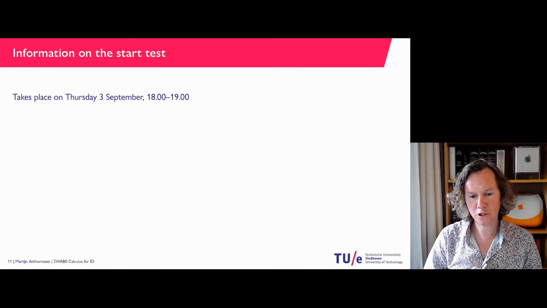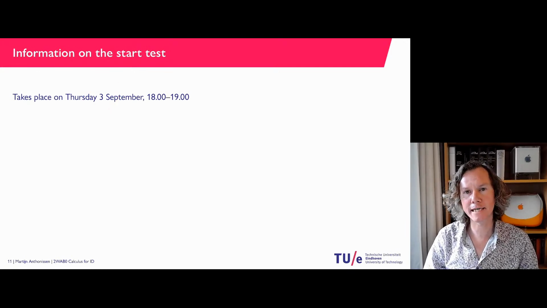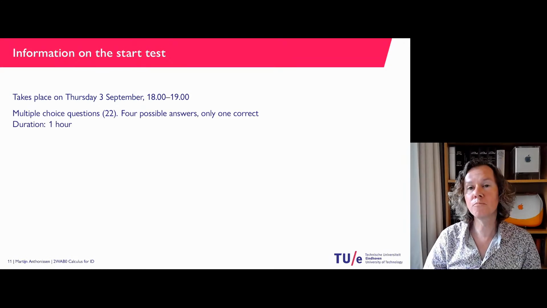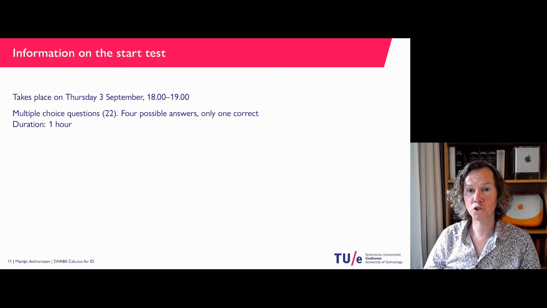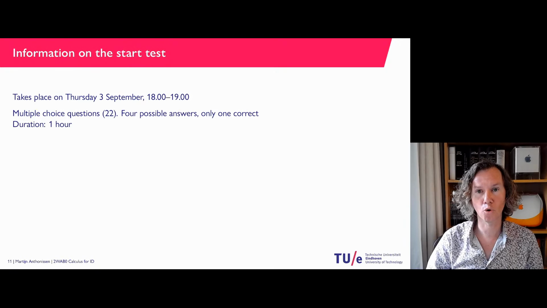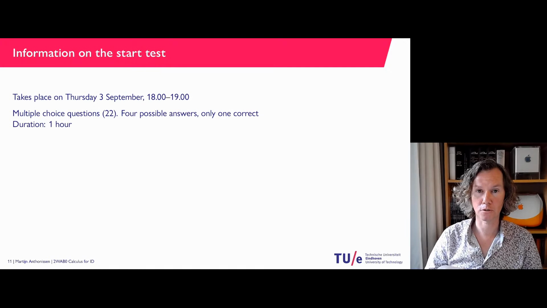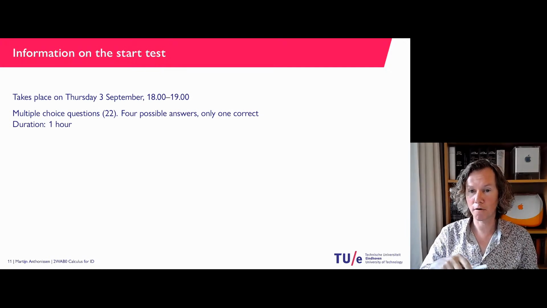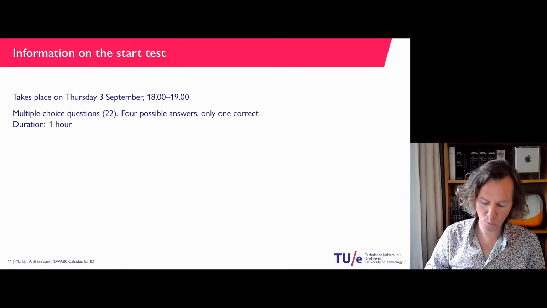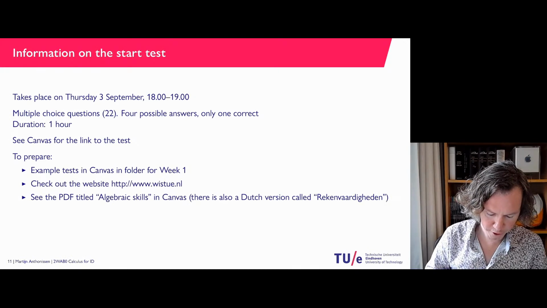A little bit more on the STAR test, because it's already this Thursday, so that's the 3rd of September, at 6 o'clock, and you can find a link in Canvas. I'll point it out in a second. It's going to be multiple choice questions, so here you only have to check A, B, C, or D. There is one correct answer only, so it's not going to be those horrible multiple choice questions where you have multiple correct answers, or where there is an answer like, well, 2 out of 3 are correct. Nothing like that. One correct answer, 3 incorrect ones. It takes 1 hour. You can see Canvas for the link. I will point that out in a second.